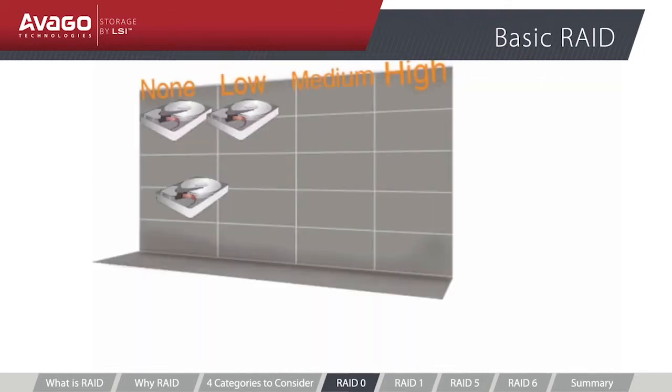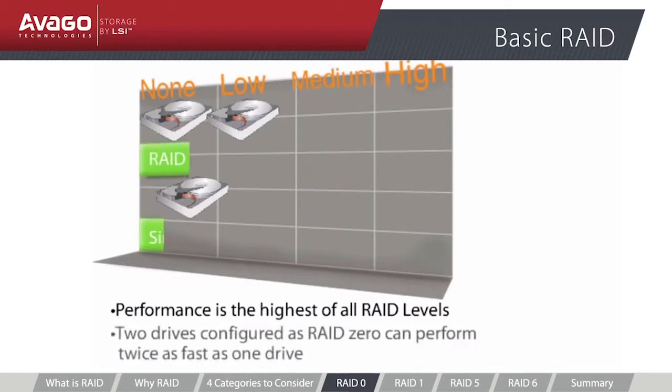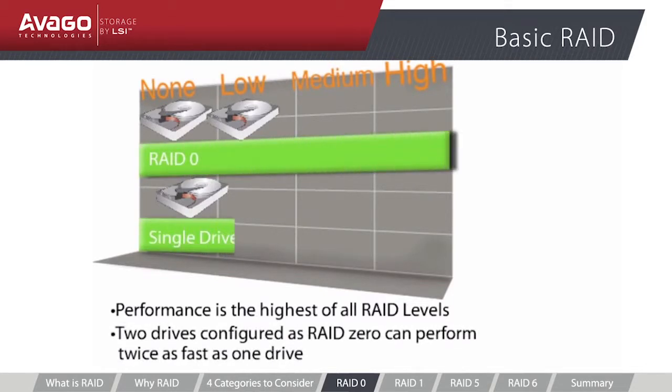Performance. RAID 0 is the highest of all RAID levels. RAID 0 performance typically scales with drive count. For example, 2 drives configured as RAID 0 will perform approximately twice as fast as 1 drive. With the addition of more drives, the performance will scale linearly until other system bottlenecks are encountered.